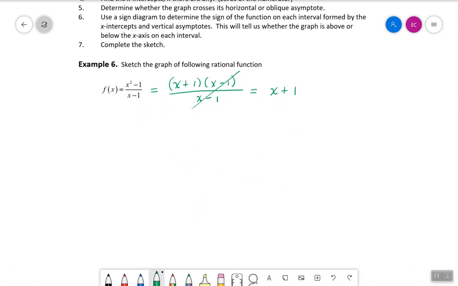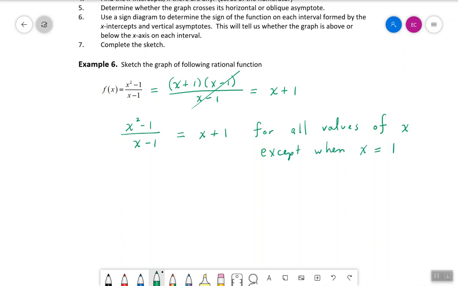What we're saying is that x squared minus 1 over x minus 1 is exactly the same as x plus 1 for all values of x except when x equals 1. What happens when x equals 1?